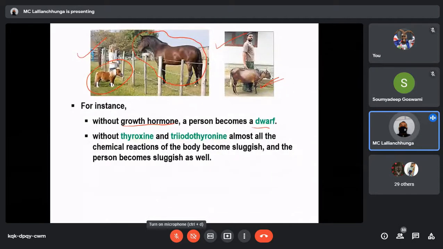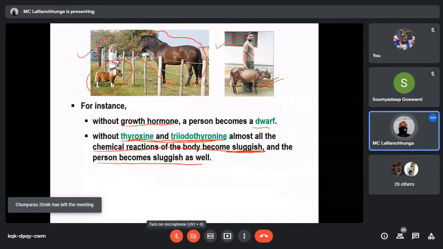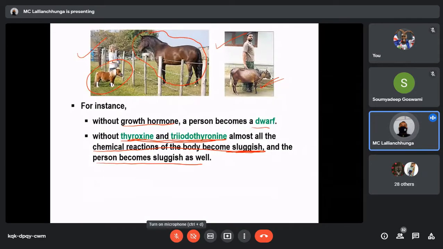So what about thyroxine? Thyroxine and triiodothyronine are the hormones produced by the thyroid gland. Without them, almost all the chemical reactions of the body become sluggish. That means without T4 and T3, chemical reactions inside our body will be very slow, and the person becomes sluggish as well. So the normal level of these thyroid hormones is very important. Although I told you that hormones do not initiate biological reactions, they can increase them, and that is essential for the survival of the individual. These are a few examples only.